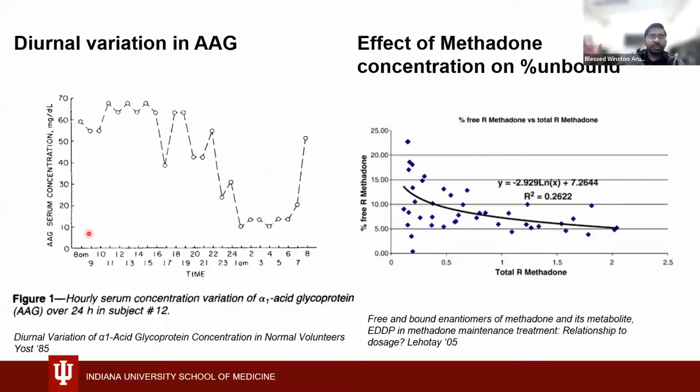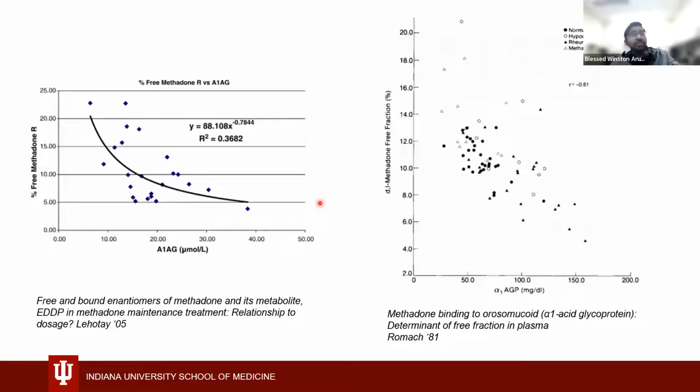Okay, this is an interesting component, AAG. There's diurnal variation in AAG, which we know from literature. AAG is the alpha-1 acid glycoprotein, which is the binding protein for methadone. You can see that the serum concentration of AAG sort of reduces towards the night, and then once again it increases. And there is enough literature to show a relationship between the percentage of free R-methadone and AAG concentrations.